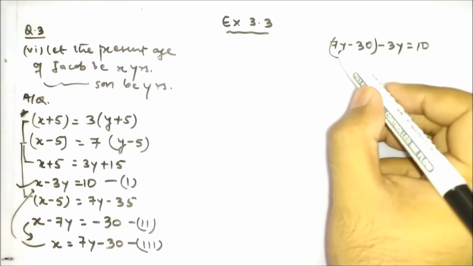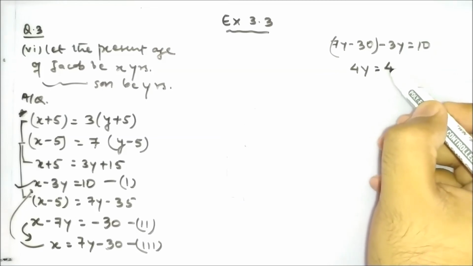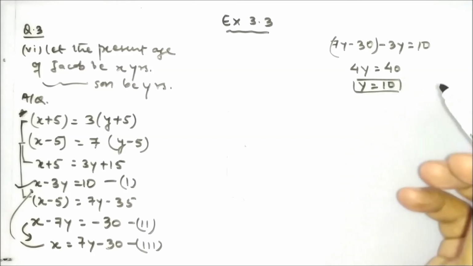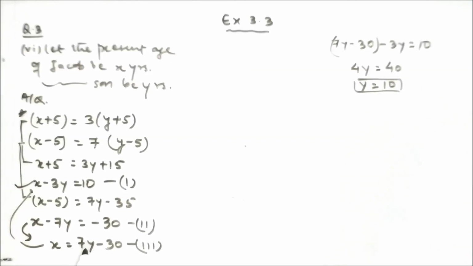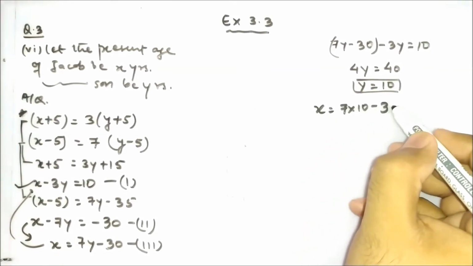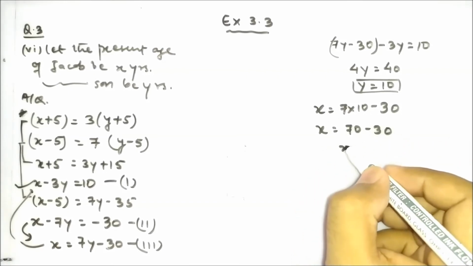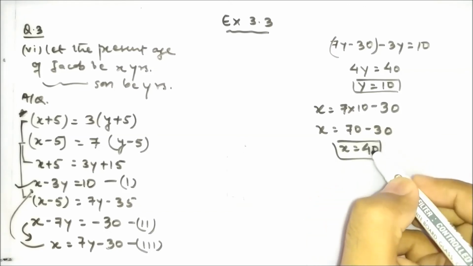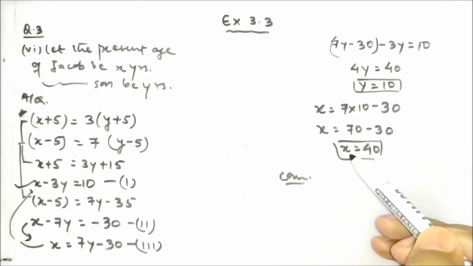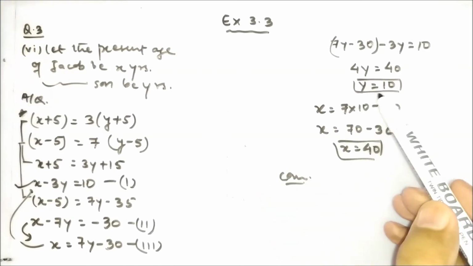Now when you further solve this, it will be 7y minus 3y, that will be 4y. And this minus 30 will go to that side, it will become 40. So from here, y will be equal to 40 by 4, that will be 10. So we got the value of y as 10. Now putting the value here to get the value of x, it will be x is equal to 7 into 10 minus 30. So x is equal to 70 minus 30, so x will be 40. So here we came to know, and you will write the conclusion here, that the present age of Jacob, which we assumed as x, is 40 years, and the present age of the son, which we assumed as y, is 10 years.